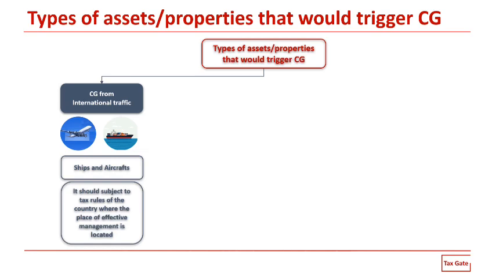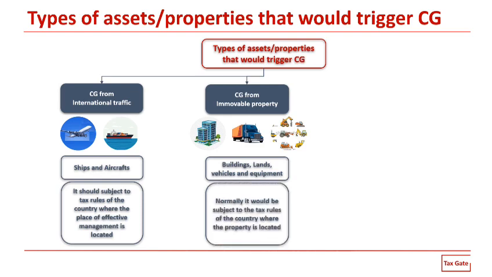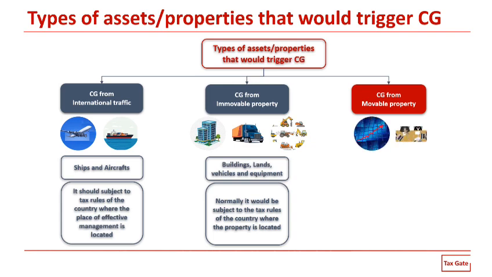Also we have capital gains from immovable properties. And here we might say any other tangible properties such as buildings, lands, vehicles, equipment, and accordingly normally it would be subject to the tax rules of the country where the property is located. And finally, capital gains from movable properties. So for movable properties, here we mean the intangible properties such as holding stock or shares in a company or having rights of management or legal rights over a company, that also would trigger capital gains as well.